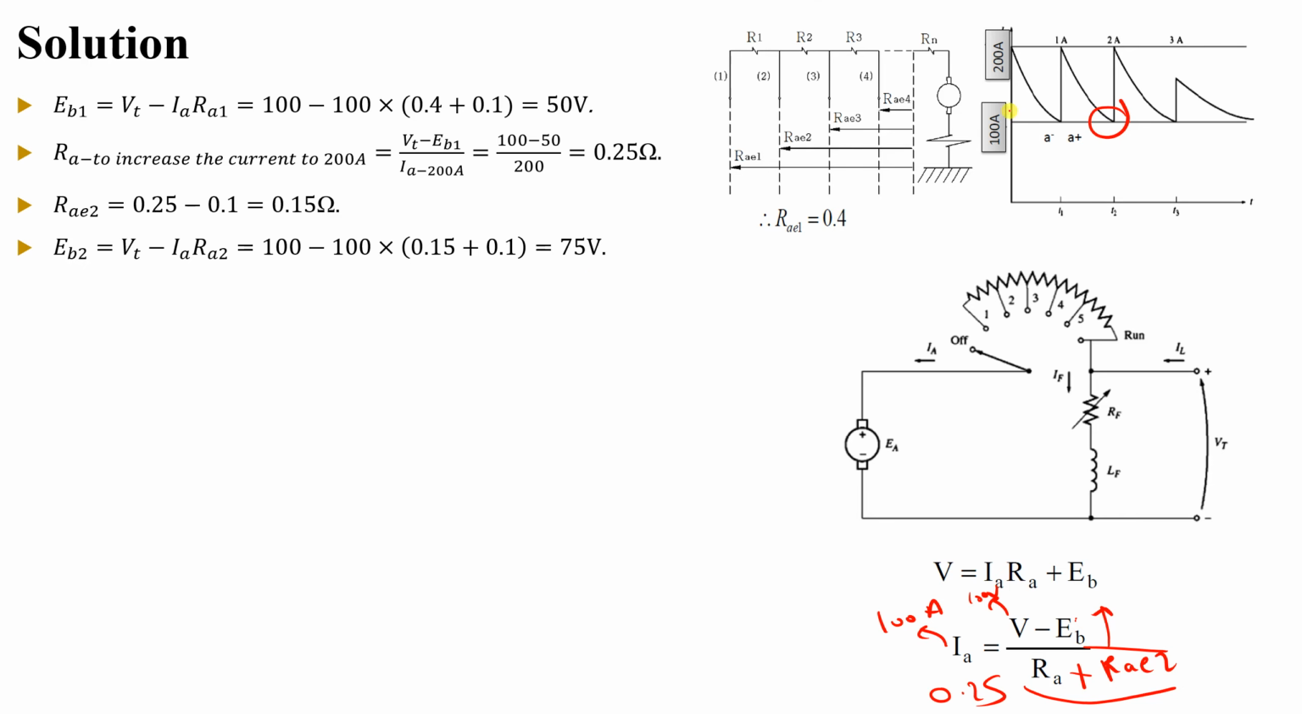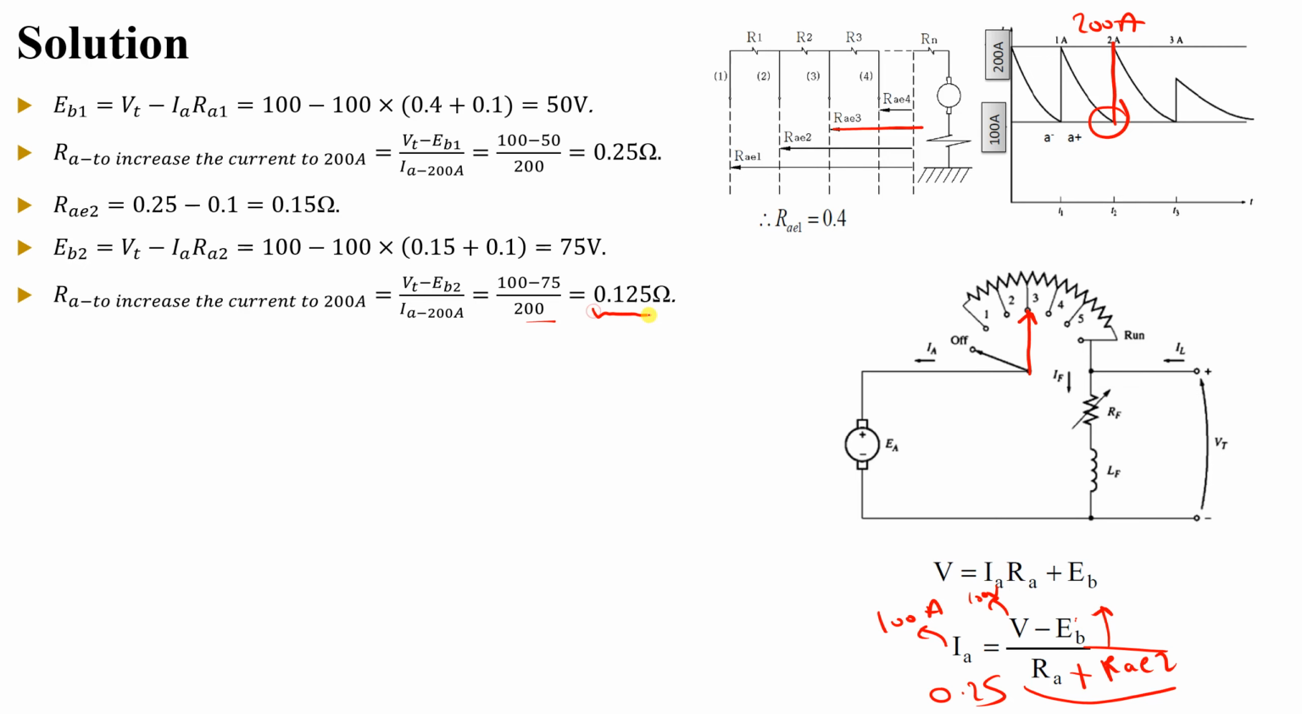Now I will remove another resistance to get RE3. So we are going to step number 3, to raise the current once more to 200 amperes. To raise it again to 200 amperes, it will be V minus E back over 200 amperes, which will be 0.125.